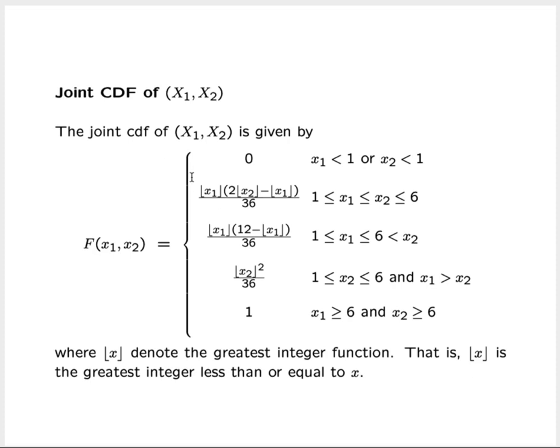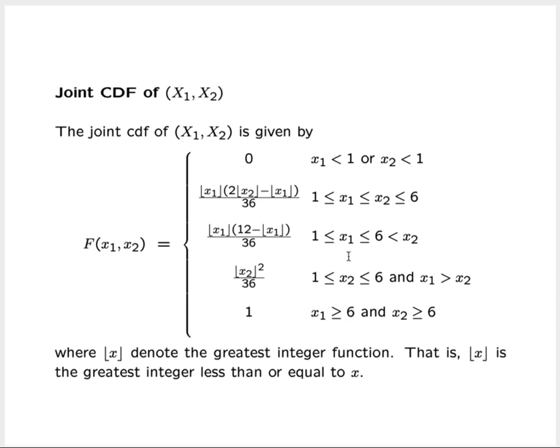So going back up here to the second line in the piecewise defined function, for points which satisfy these two conditions, several conditions in here, then the CDF evaluates to the greatest integer function evaluated at x1, times the quantity 2 times the greatest integer function evaluated at x2, minus the greatest integer function at x1.